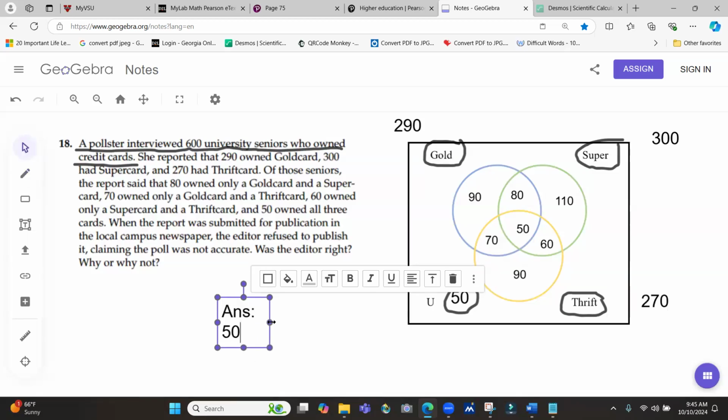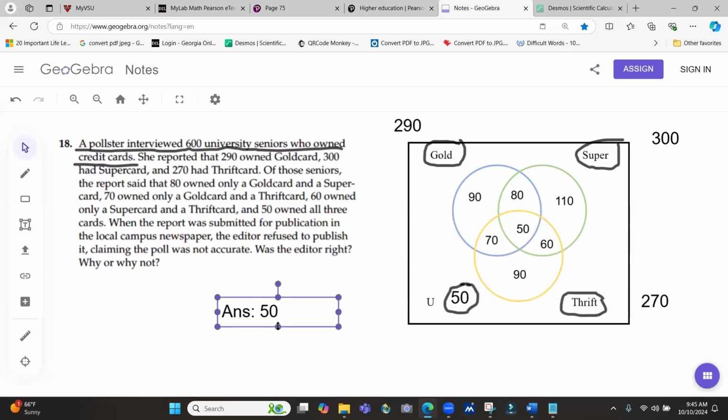Let's pause there just a little bit to see what kind of questions you guys might have. So again, if I give you a problem like this, you will be asked to determine how many owned none of the three cards.